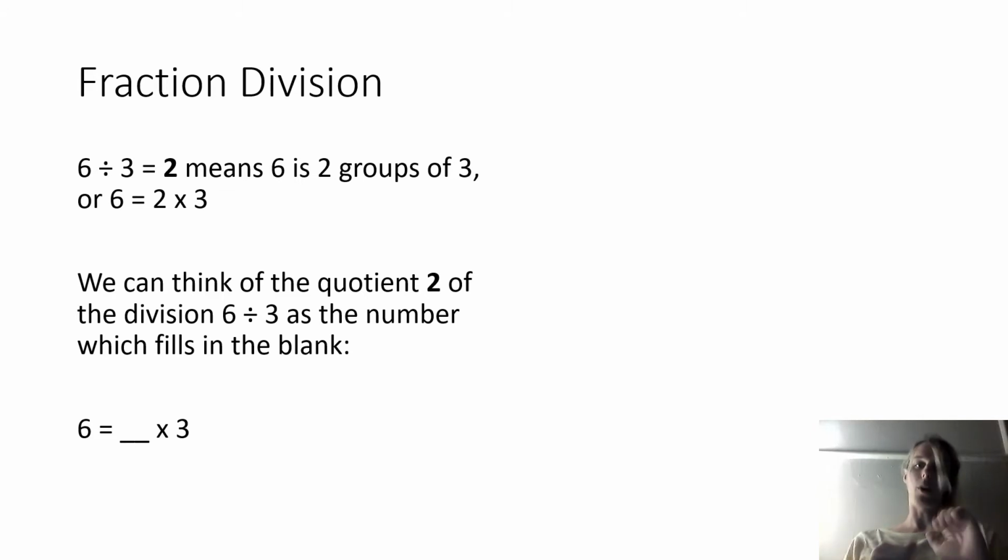We said in class before, 6 divided by 3 equals 2. What does that equation mean in a plain English sentence? 6 divided by 3 equals 2 means the same thing as 6 equals 2 times 3, or 6 is two groups of 3.